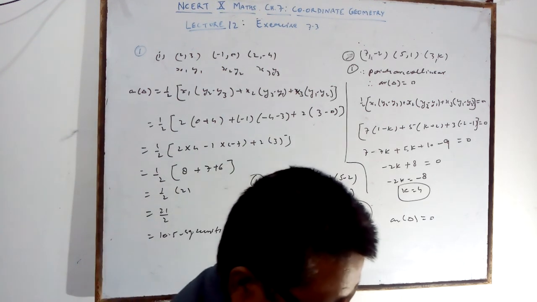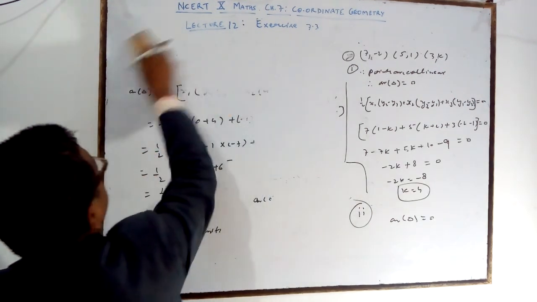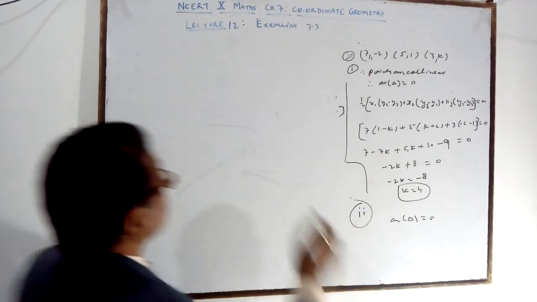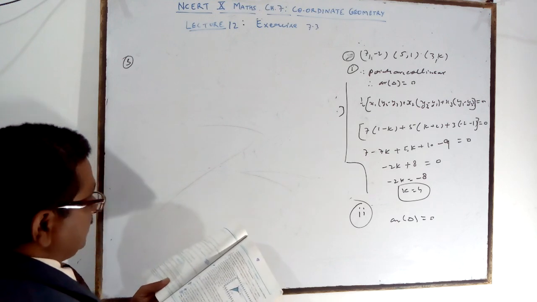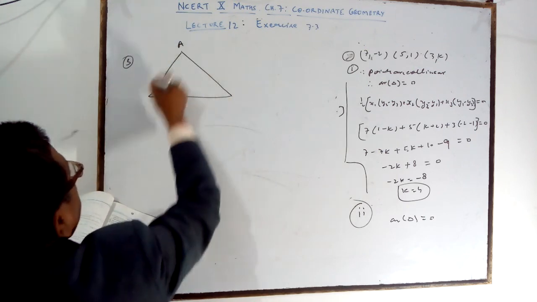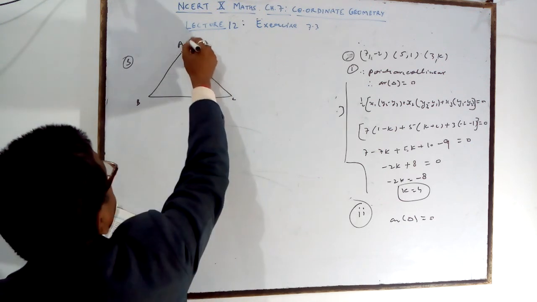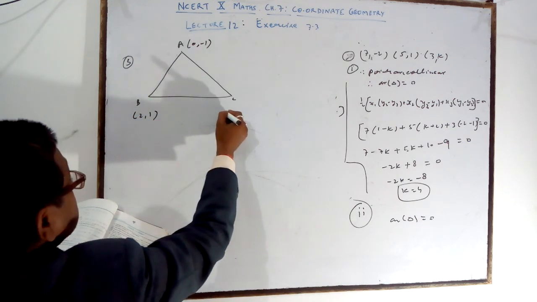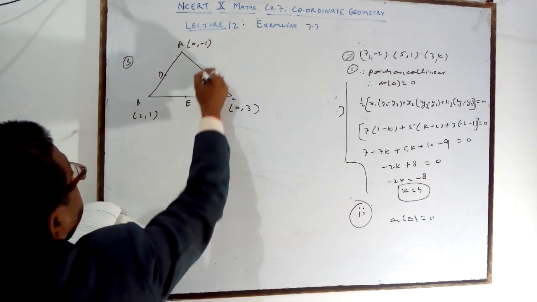Question number 3: find the area of the triangle formed by joining the midpoints of the sides of the triangle whose vertices are given. You put the question like this. Whose vertices are: A is given (0, -1), B is given (2, 1), C is given (0, 3), and the midpoints are D, E, F.